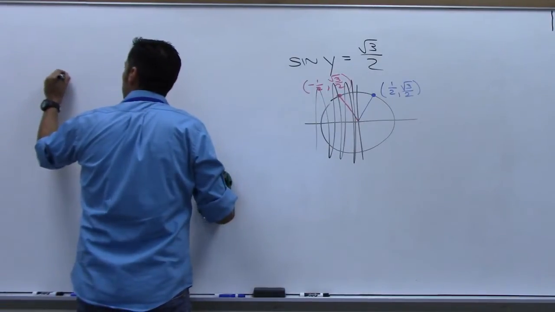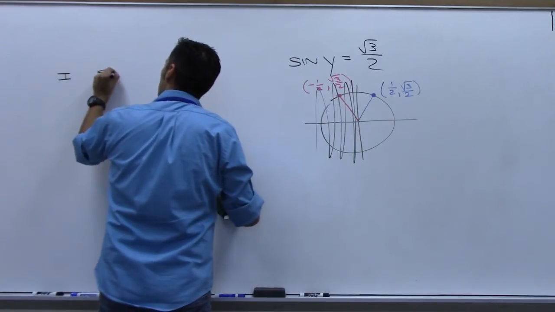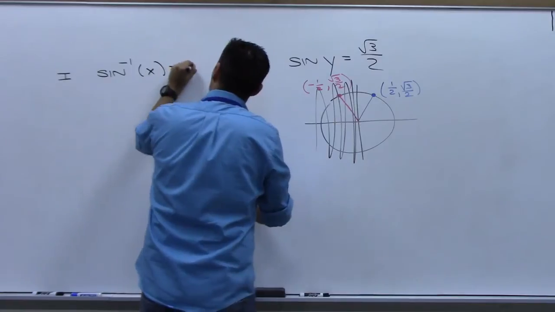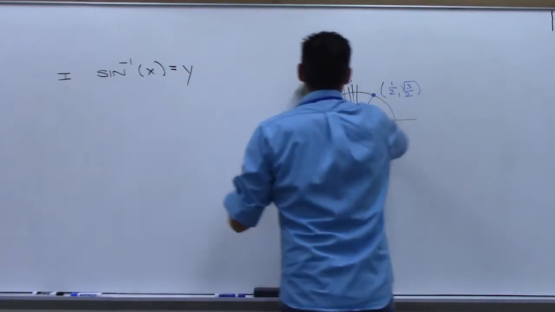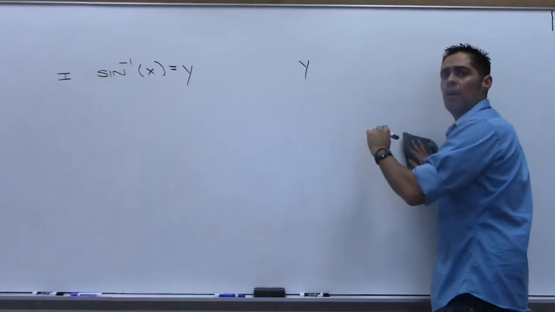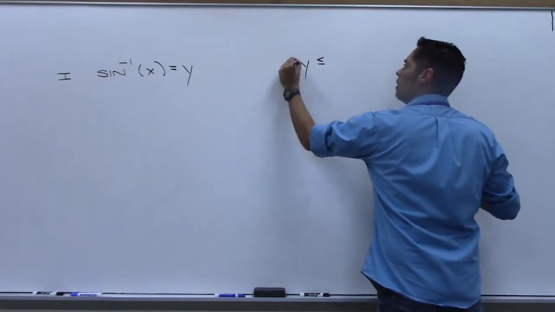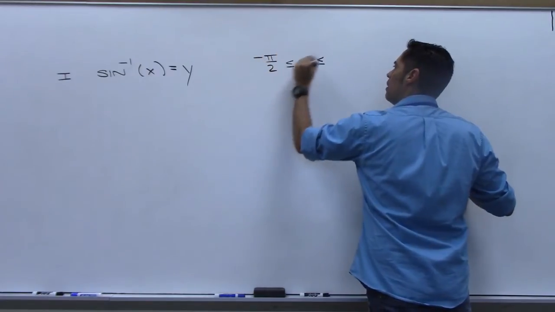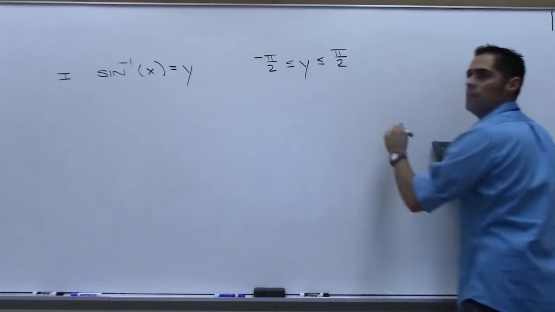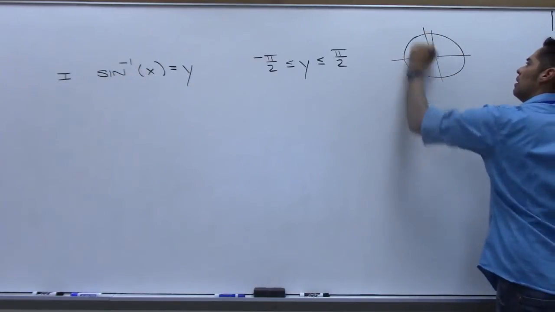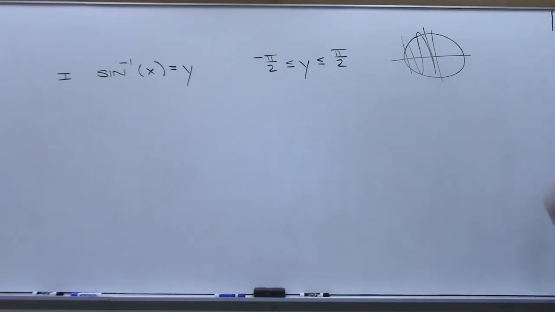I'm going to give you three different scenarios. If arc sine of x equals y, then what can you tell me about y? It has to be between where and where? Negative pi over 2 and pi over 2, right? So picture-wise, your angle has to come from those two quadrants, yes?